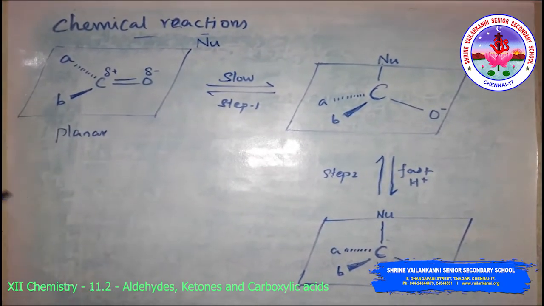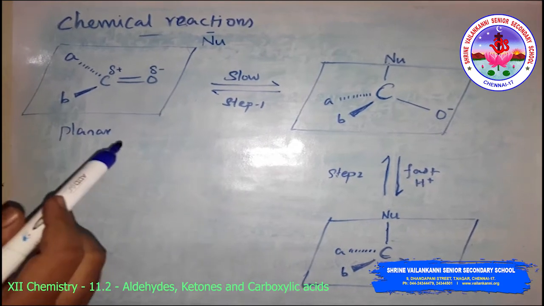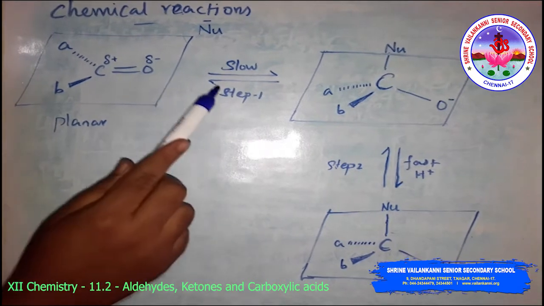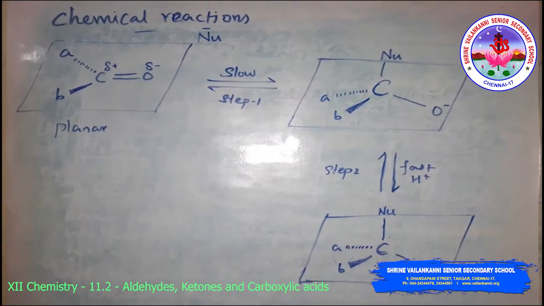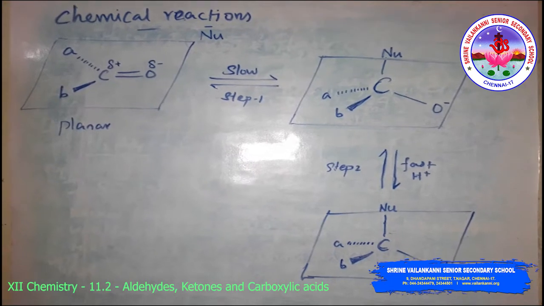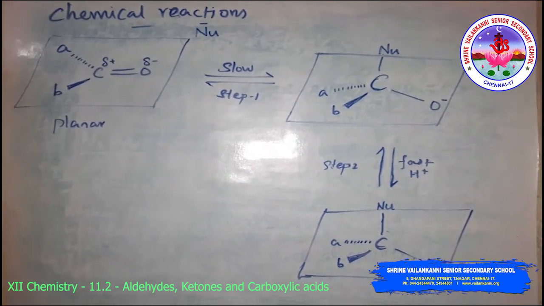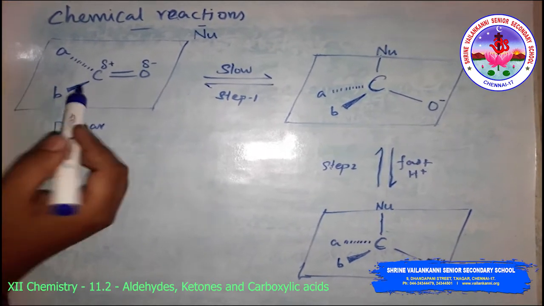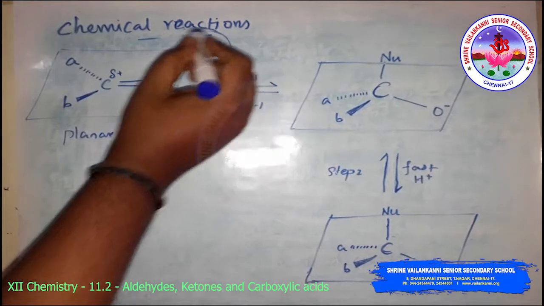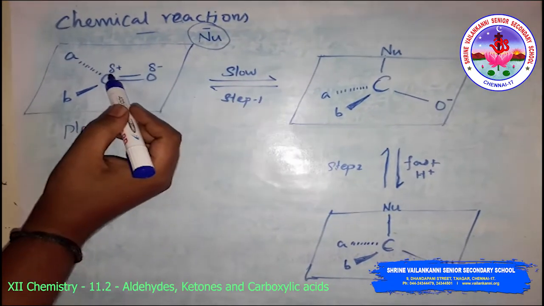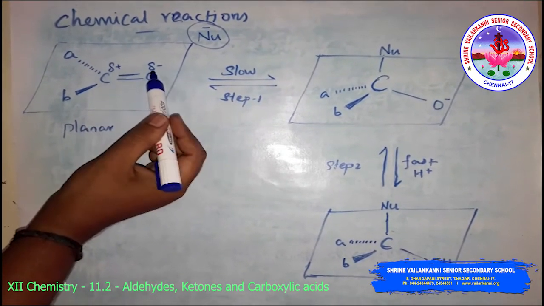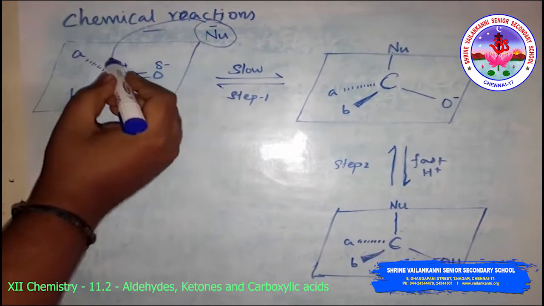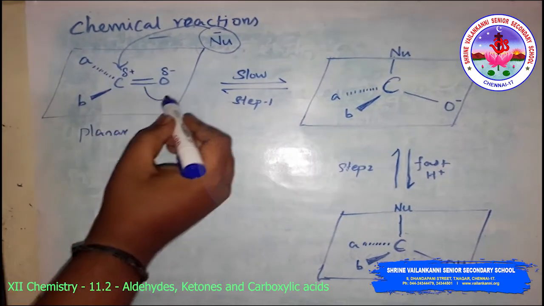So, here the mechanism of nucleophilic addition reaction involves a two-step mechanism. The first step is a slow step, the second step is a fast step. First, the nucleophile attacks the electrophilic carbon atom of the polar carbonyl group from a direction that is approximately perpendicular. Look at this, this is the nucleophile. This is a polar carbon, partially positive and partially negative. So on attacking this, what happened? This bond is shifted here.